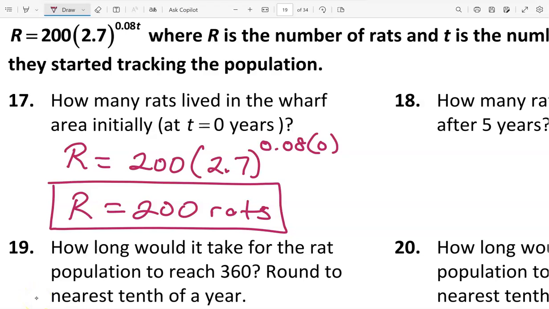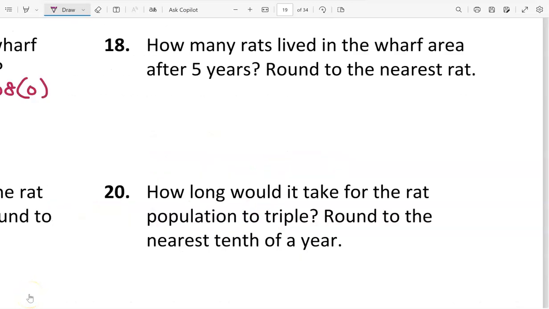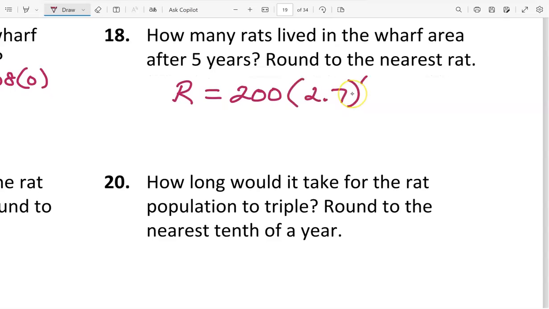This is actually something we could have done without a calculator, because you'll notice that this expression, 2.7 to the 0 power, is just 1. In 18, we're looking for the number of rats after 5 years. So we'll use the same formula. R is equal to 200 times 2.7 raised to the 0.08 times, and replace t with 5.